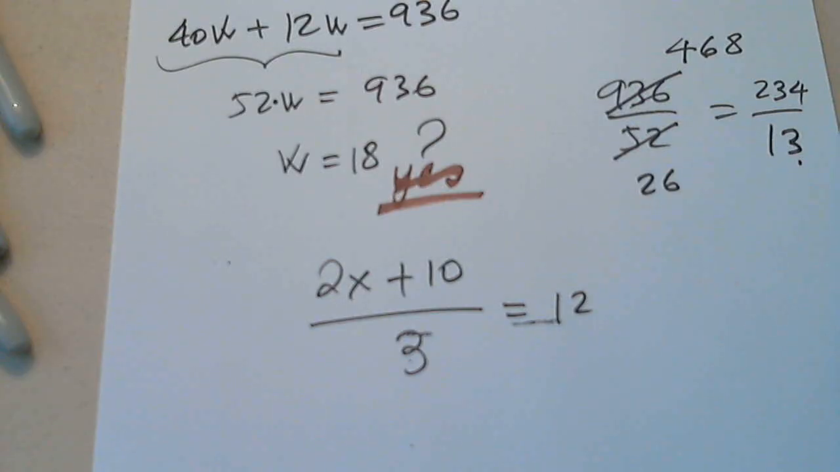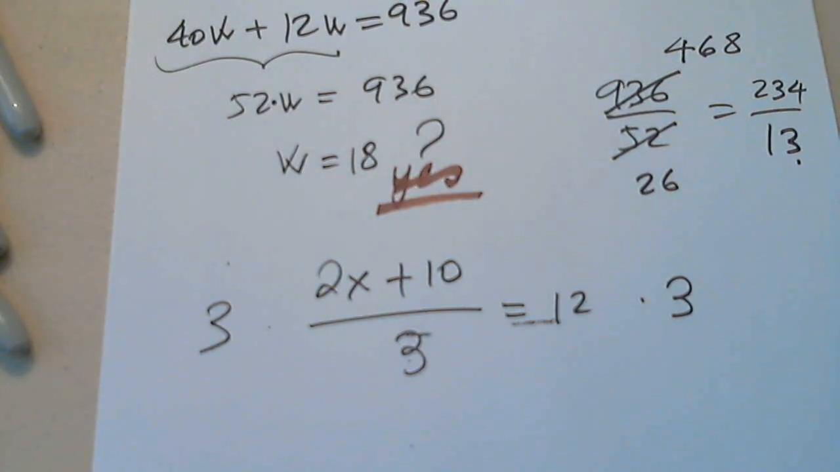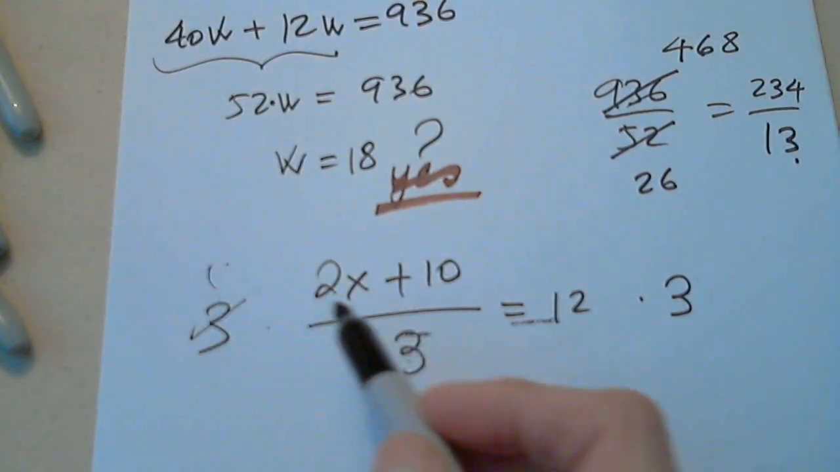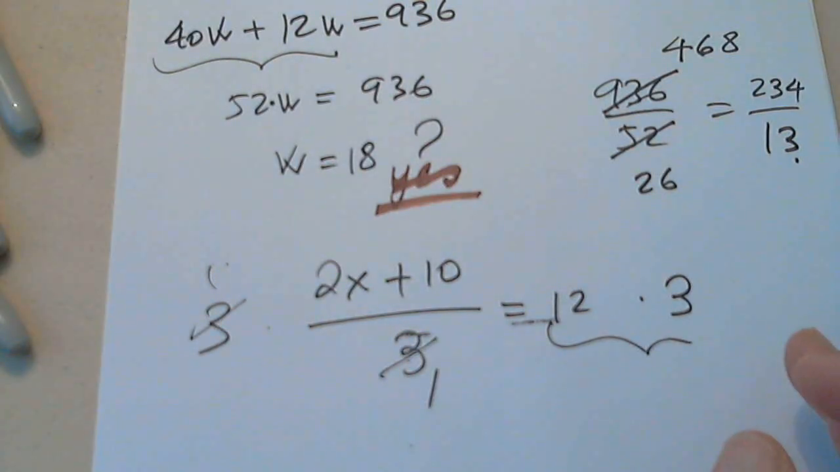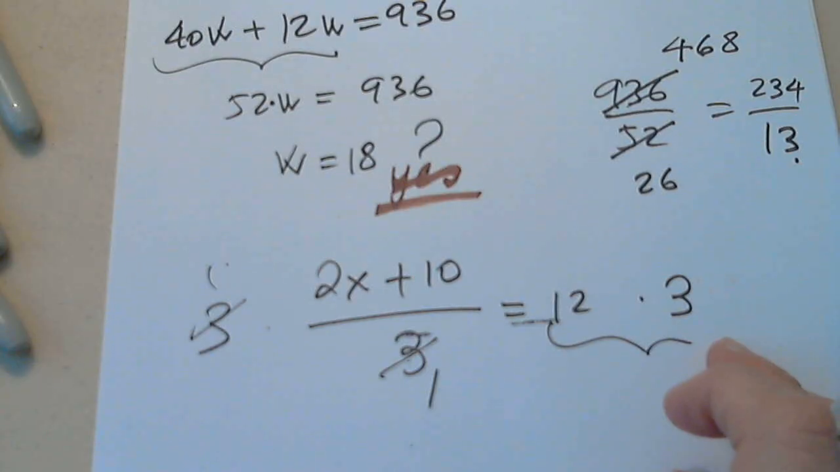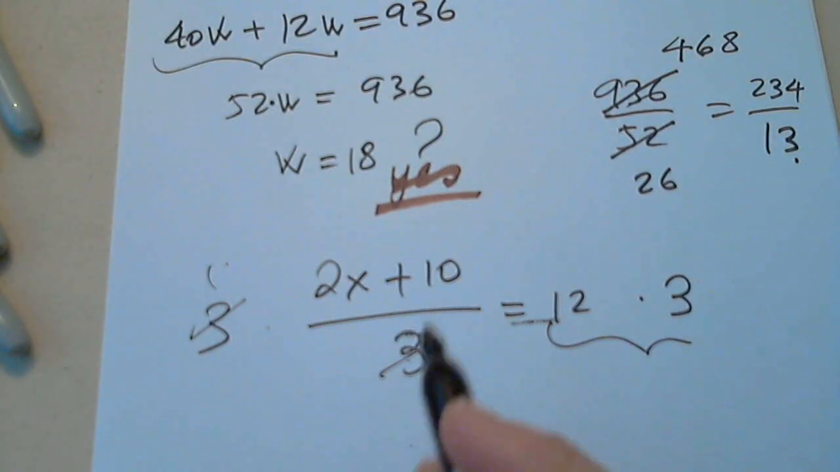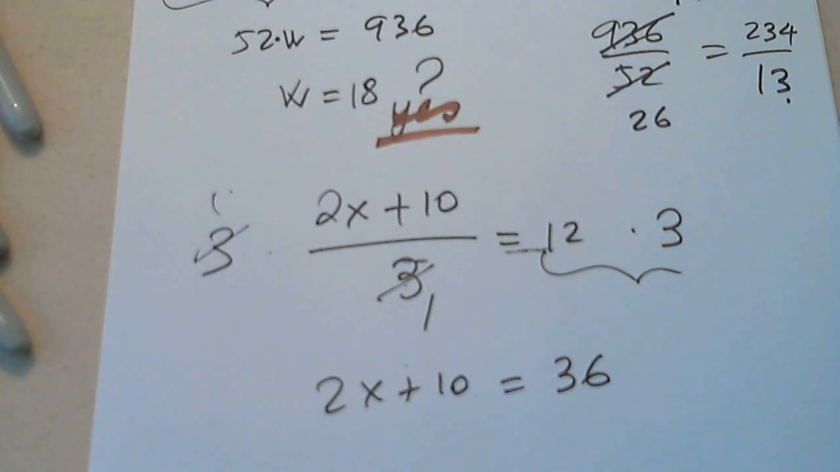What will you eliminate? The 3. The 3, absolutely. So we have to multiply both sides by 3. So this will be simplified here. Do not omit to multiply to both sides. If you multiply the left-hand side by 3, you must multiply the right-hand side by 3. There is no way around it. So then the left-hand side is 2x plus 10 only, and the right-hand side is 36. Now let's see how we continue.